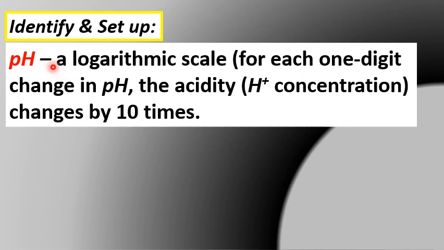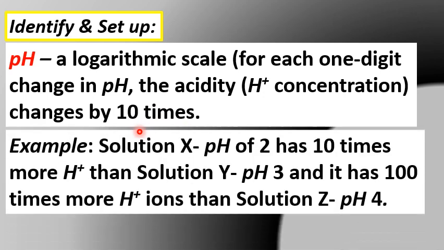Measurement of pH is in logarithmic scale. That means for each digit change in pH, the acidity or the positive hydrogen ion concentration changes by 10 times. For example, we have solution X given its pH of 2, and another solution Y with its pH of 3. We say that solution X has 10 times more positive hydrogen ions compared to solution Y.